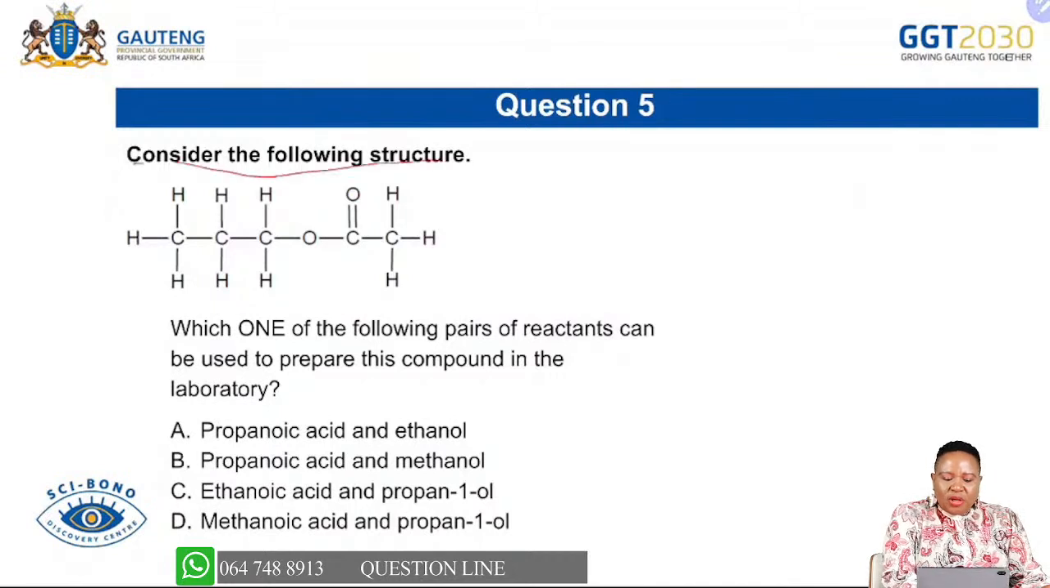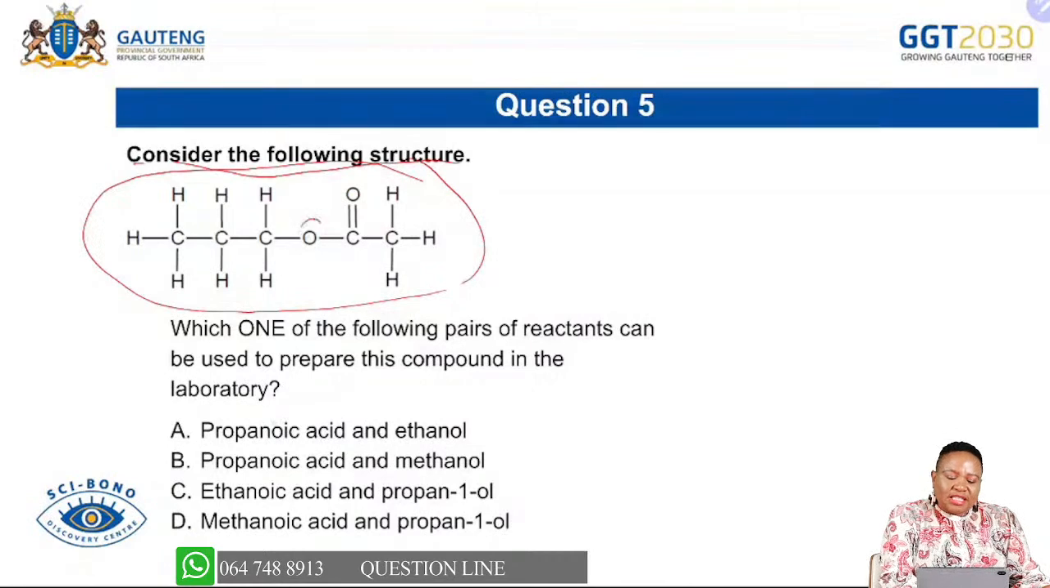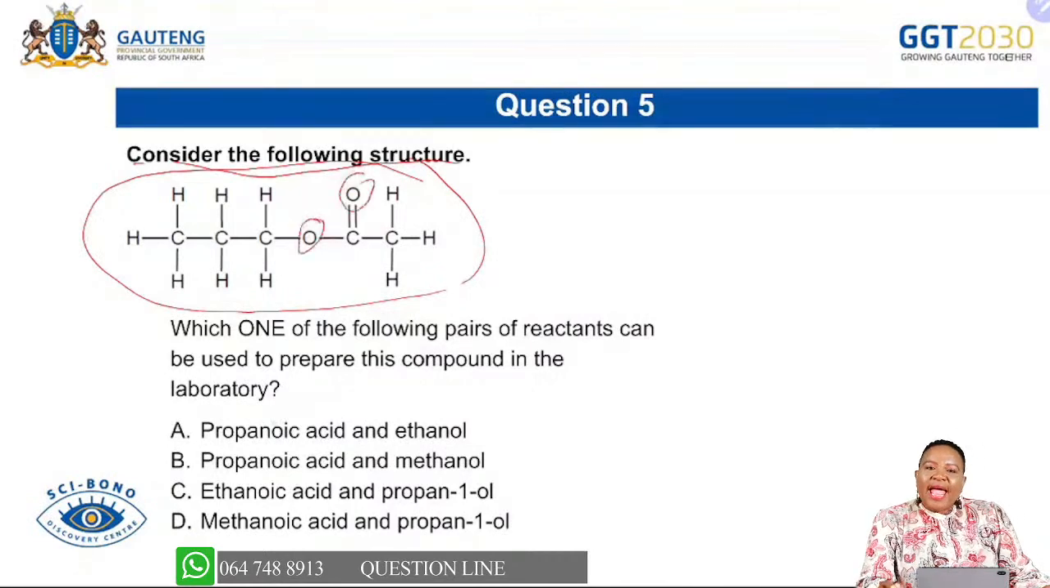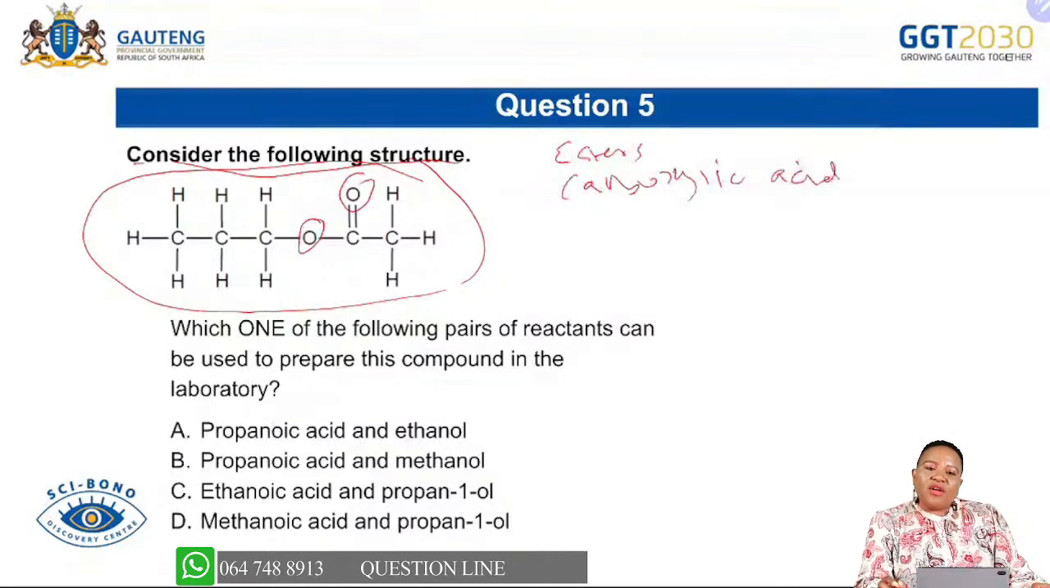Now consider the following structure. The first thing that you look at in this structure, you can see that it has 2 oxygens. And what we know is that we only have 2 homologous series whose structures or functional groups have 2 oxygens: they are esters and carboxylic acids. So those are the only 2 homologous series where we have 2 oxygens in their structure.